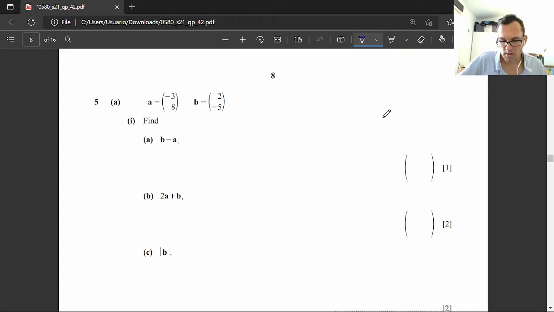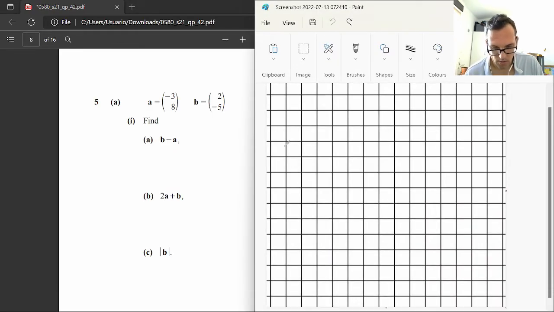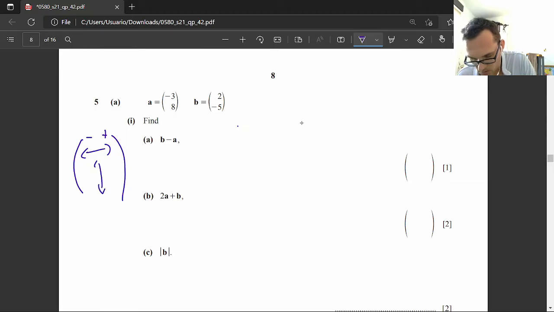Question 5, column vectors. First one, subtract vector A from vector B. This is quite straightforward, but again I'm going to explain exactly what we're doing, so this might take a little bit longer. First thing we need to remember is that for all column vectors, the number at the top tells us how far we go horizontally. If we go to the right, it's positive; to the left is negative. The number at the bottom tells us how much to move up and down. Up is positive, down is negative.